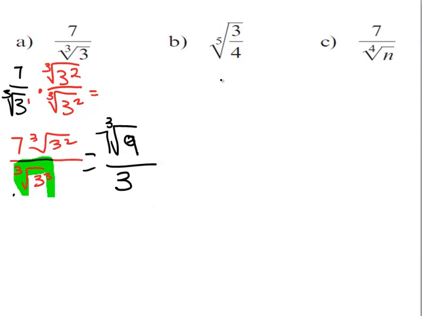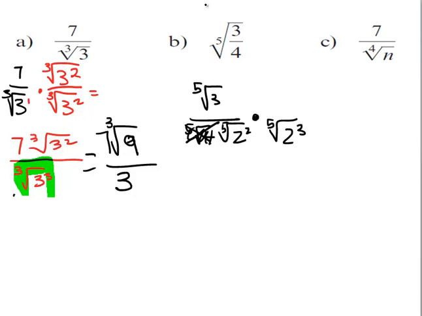So here it's a little different. First of all, I want to double check and make sure there's nothing I can do vertically, and there isn't. So I have the 5th root of 3 over the 5th root of 4, which is the same as the 5th root of 2 squared. So I'm going to multiply all of that by the 5th root of 2 to the 3rd. Why? Because 2 plus 3 makes 5.